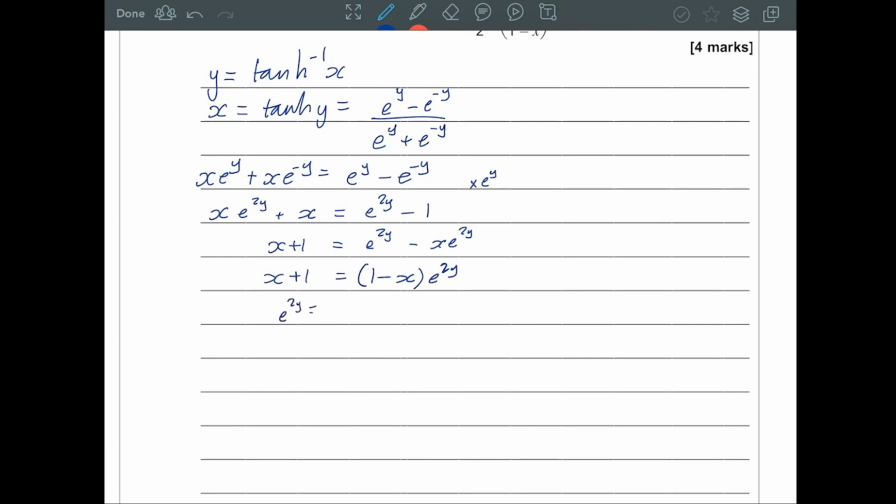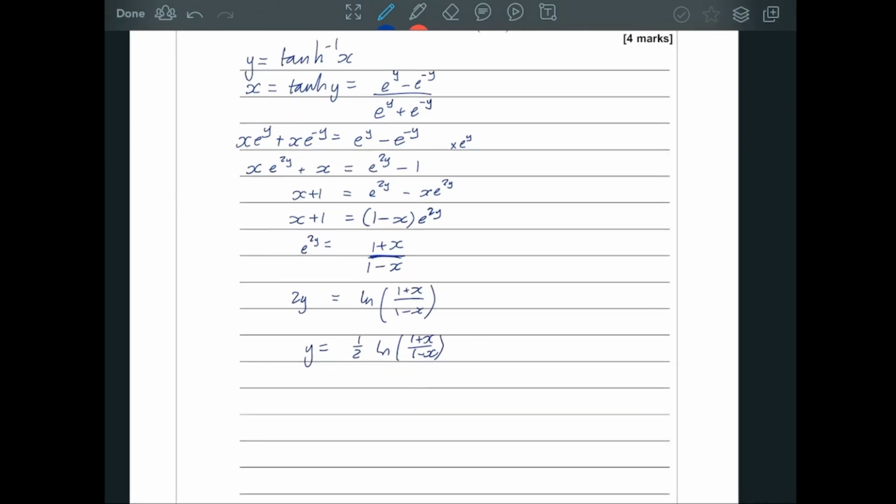So e to the 2y, I'm going to write the top as 1 plus x rather than x plus 1, because I know that's what the answer wants. Taking ln's and dividing by 2 gives me the required form.